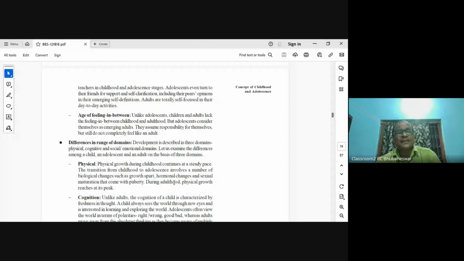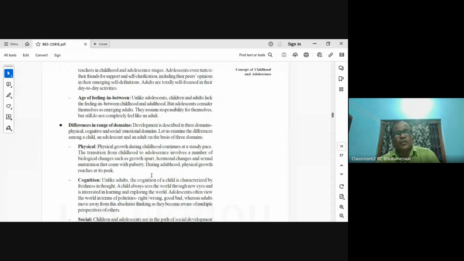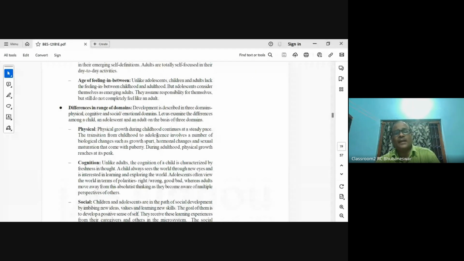Different domains are there: physical domain, cognition domain, social domain. Physical domain means the physical structure of the body, both internal and external. During childhood it is different, in the adolescence period it is different, and it is further different in adulthood. During adulthood, physical growth reaches its peak, completely developed. During adolescence it is in the growing stage. And in childhood it is in a tender stage, not strong.